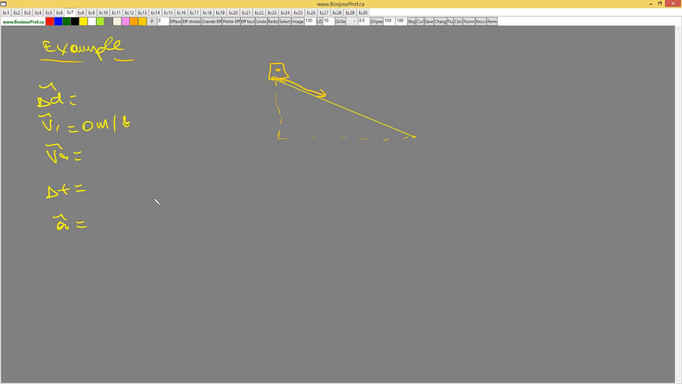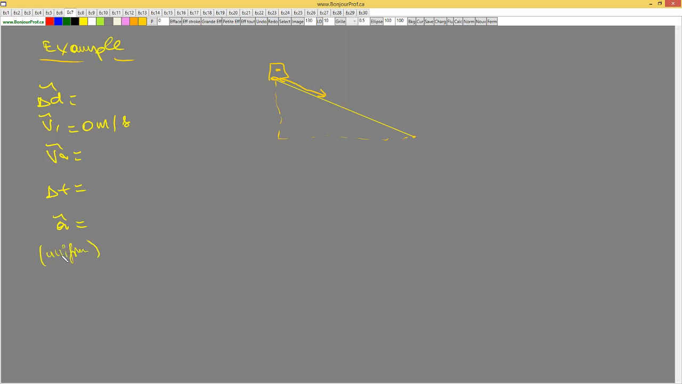What do they give us again? They say it then goes down a straight ramp, gaining speed with uniform acceleration. So the acceleration is uniform. We know that there is acceleration. Uniform, what does it mean, uniform? Uniform means it doesn't change. So the acceleration doesn't change at all.